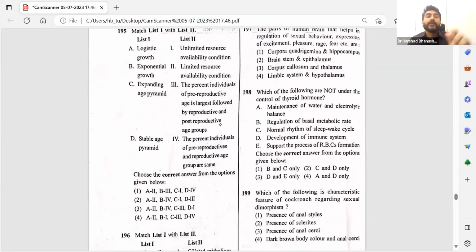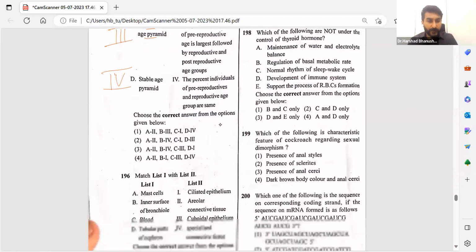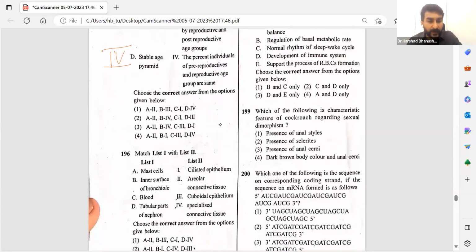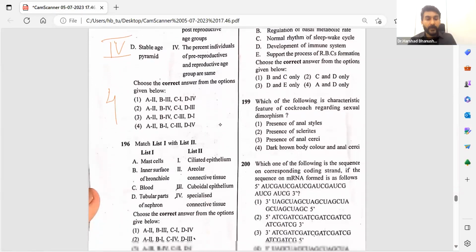Match the column. Logistic growth would be when the resources are limited, so A2. Exponential growth is unlimited, so B1. Expanding is when the pre-reproductive is more, 3. Stable is when both pre-reproductive and reproductive are the same, so 4. So 2, 1, 3, 4, that's option number 4.